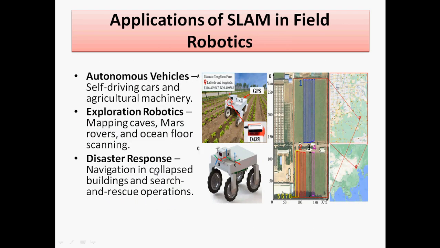These are the applications of SLAM: self-driving cars, exploring different areas such as Mars and caves, floor scanning and rovers, and ocean oil scanning. We do this kind of work with SLAM technology on a mobile robot. With autonomous vehicles, we can move anywhere. Nowadays Tata has launched a tractor with an AI system. We develop this responsive method and get navigation in collapsed buildings and search and rescue operations. We can also use SLAM for disaster response.